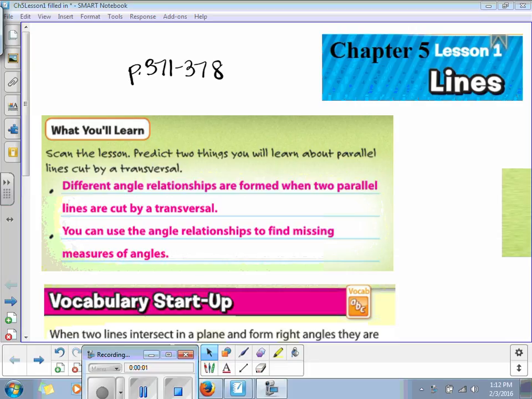Chapter 5, Lesson 1. We are starting Unit 5. This is lines. Today we're going to learn about different angle relationships that are formed when two parallel lines are cut by a transversal. Okay? We are also going to find out that you can use the angle relationships to find missing angle measures.